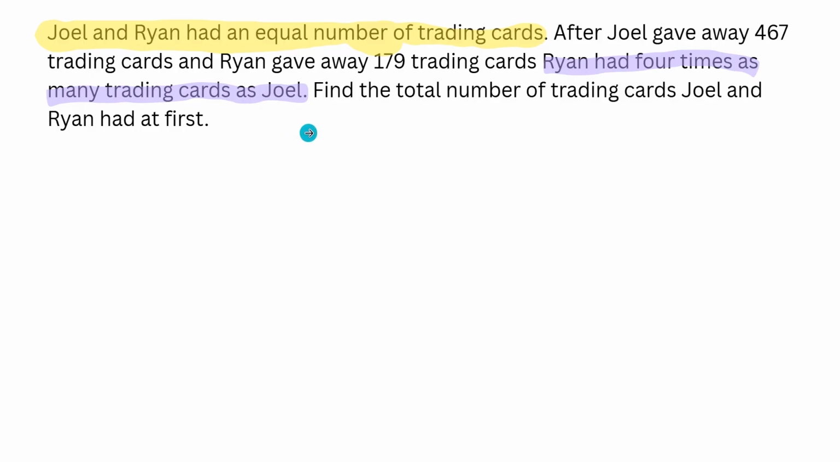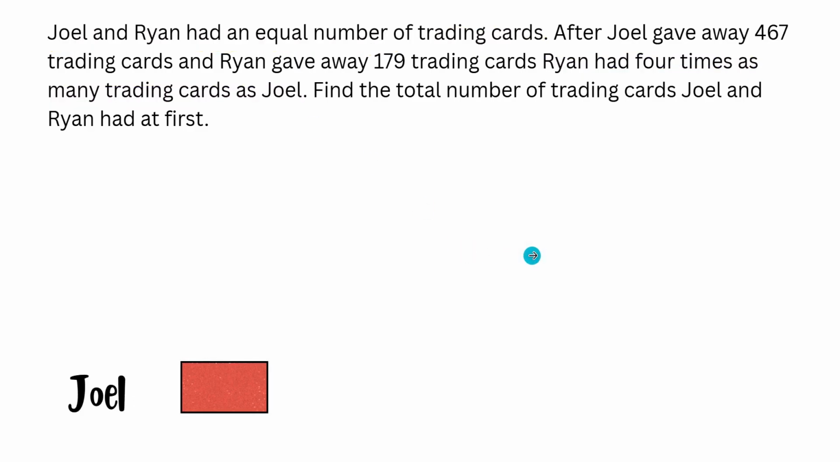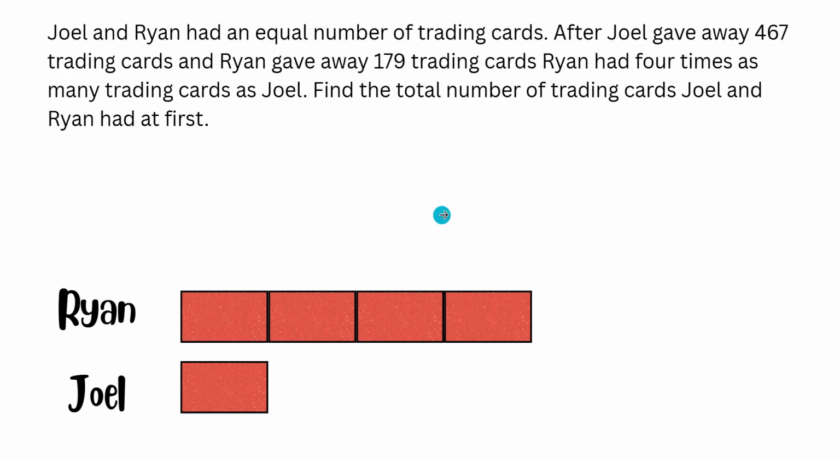Ryan had 4 times as many trading cards as Joel. So Joel comes after 4 times as many trading cards as. So we'll start with Joel. Let's say Joel had some amount of trading cards, which is represented by 1 box or 1 unit. And we know Ryan had 4 times as many trading cards. So for Ryan, we would have 4 units or 4 boxes drawn. So this is the amount with Joel. Ryan had 4 times, so we'll have 4 such boxes here.